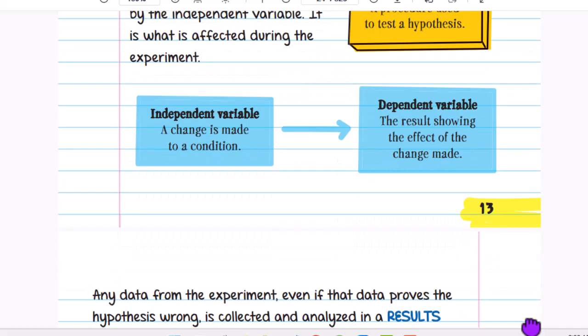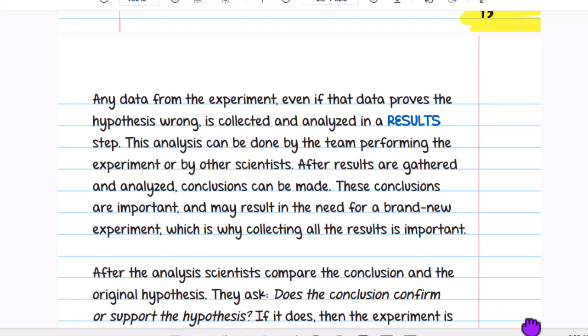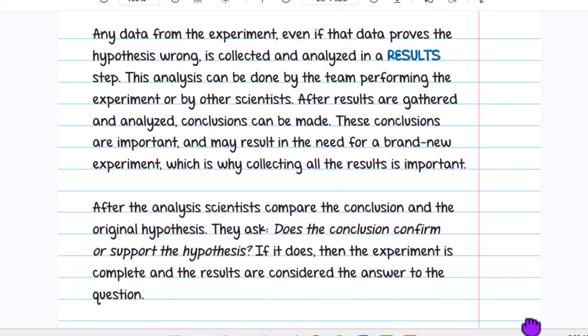Independent variable, a change is made to a condition. Dependent variable, the result shows the effect of the change made. There is independent variable and dependent variable. Any data from the experiment, even if the data prove the hypothesis wrong, is collected and analyzed in a results step. This analysis can be done by the team performing the experiment or by other scientists after results are gathered and analyzed. Conclusions can be made.